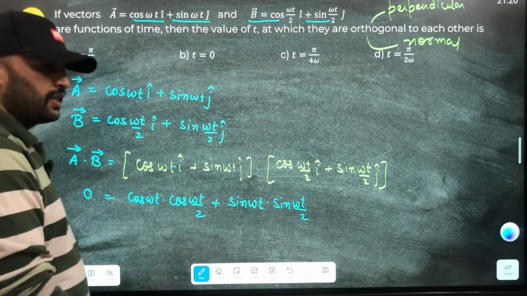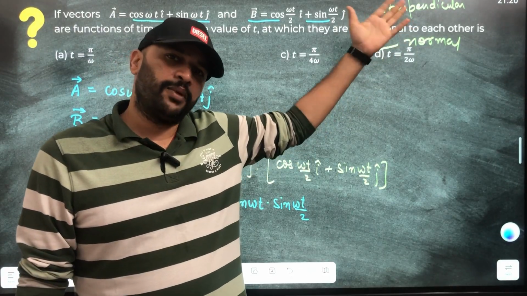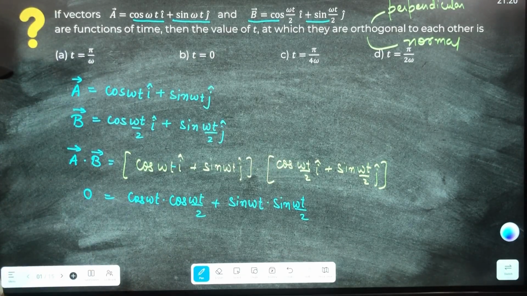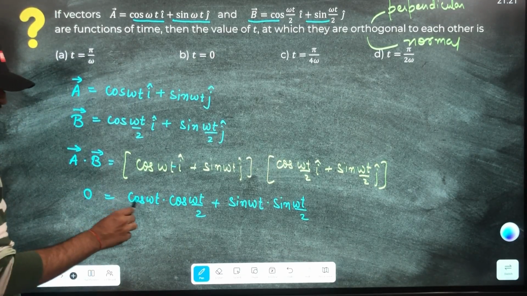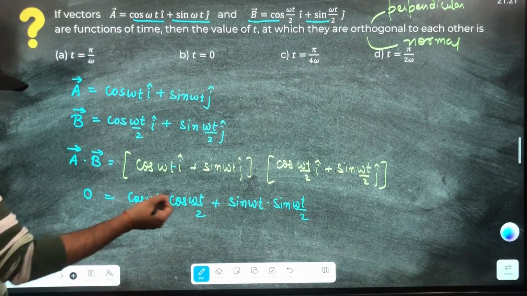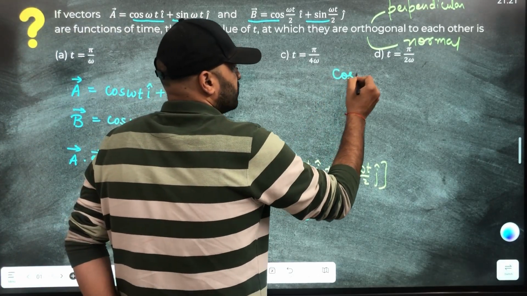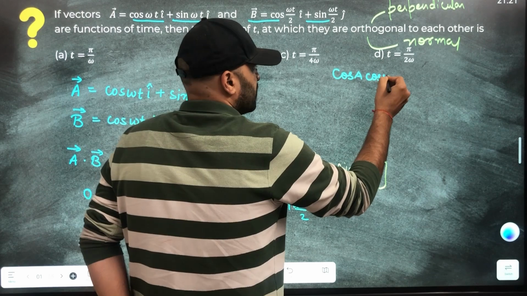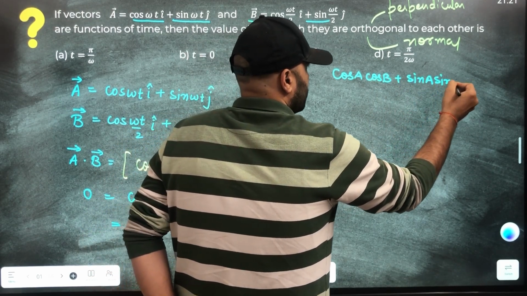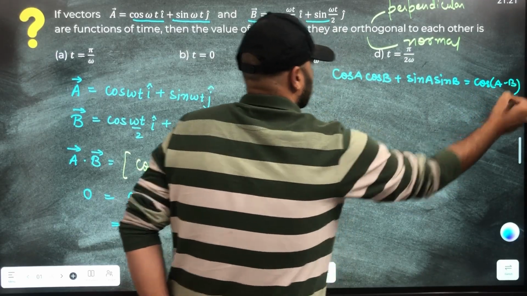Sir, from where did you get this 0? As per the question, it is orthogonal. Or instead of orthogonal, if it is written perpendicular or normal, you will do the same thing. You will put the dot product as 0. Now, on the left-hand side, if you look carefully, it is cos A cos B plus sin A sin B. What is the formula for cos A cos B plus sin A sin B? Let me write the identity for you here. Cos A cos B plus sin A sin B is nothing but cos(A minus B), correct? I hope this is clear.